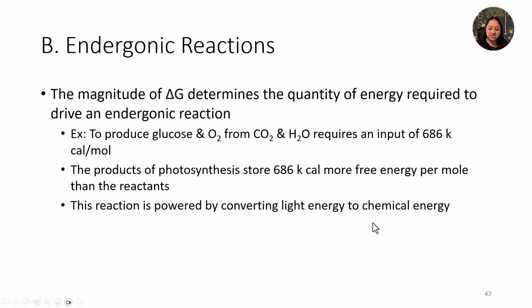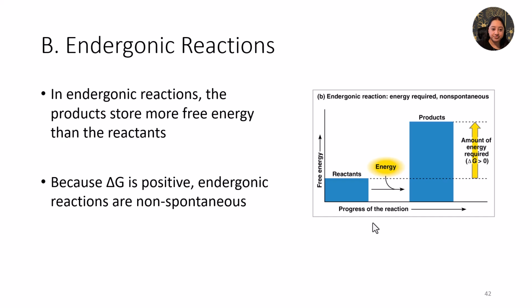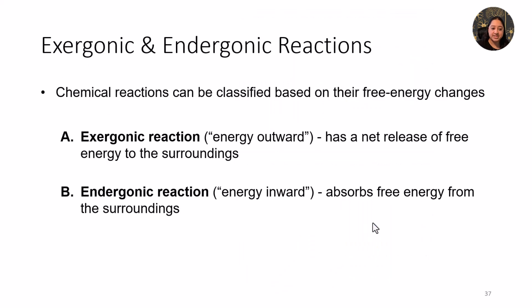Again, this all seems maybe a little bit like, what? But hopefully it helps as we get more into cell respiration and photosynthesis. So coming back to the big points: exergonic reactions have a net release of energy to the surroundings. Endergonic reactions absorb free energy from the surroundings.